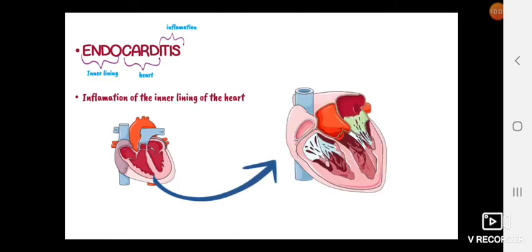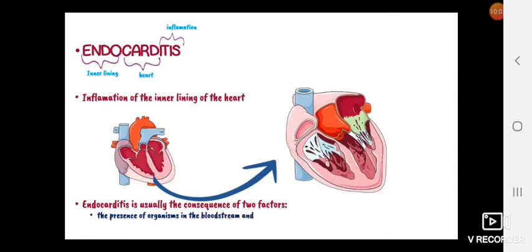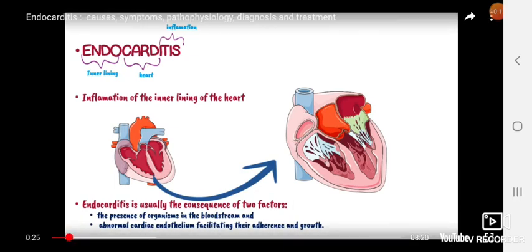Endocarditis is inflammation of the inner lining of the heart, known as the endocardium. This inflammation is a consequence of two factors, which are the presence of organisms in the bloodstream and the abnormal cardiac endothelium facilitating the adherence of the microorganisms and their growth.